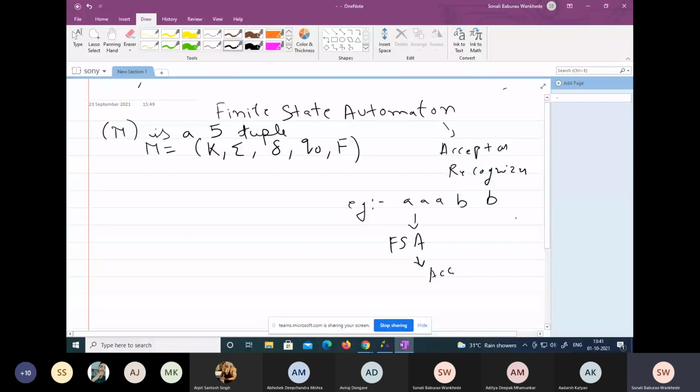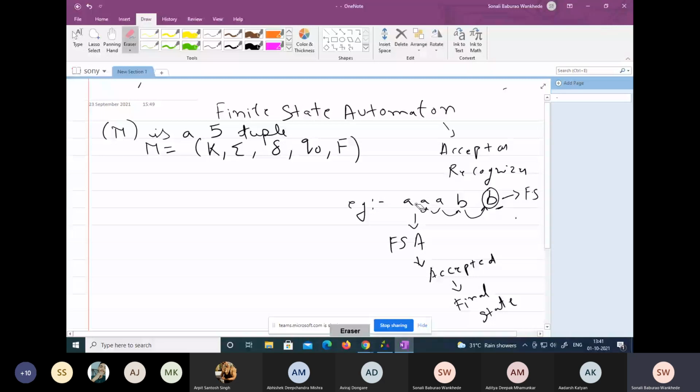And when can we say that it is accepted? When it reaches the final state. Suppose I begin with A, then I move on to my next value A, then A. When I finish traversing all the values present in the string, my last value is B. So at last I should reach my final state. Only then can I say that the particular string is accepted by the finite state automaton.